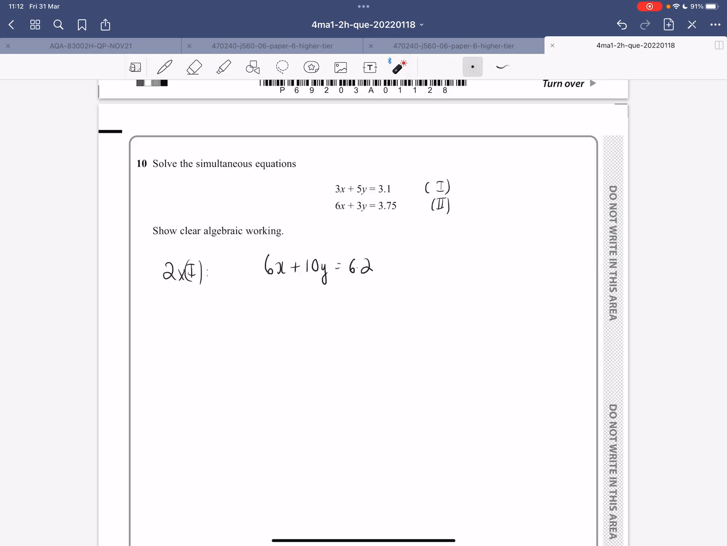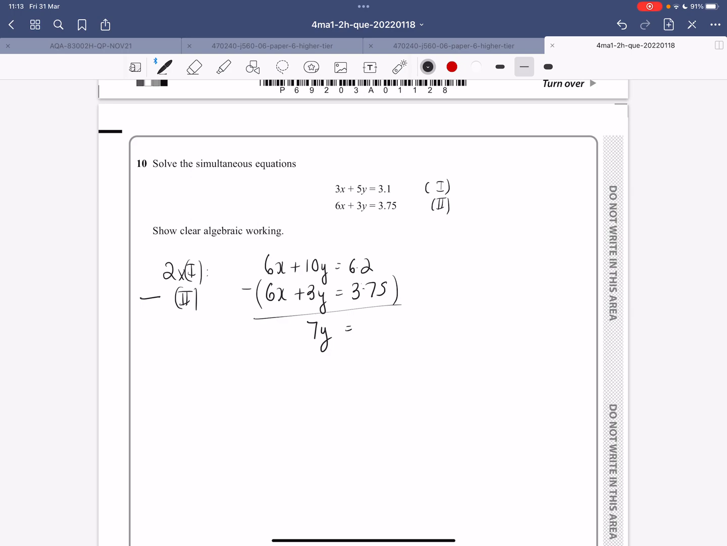The reason why I've chosen this is because I want the x's to be the same. There's other ways to do it, but that's the way that I saw. And equation 2 stays as it is. We're going to subtract it. Okay, and that cancels out the x's. So we've got 7y there, and that's 0.25 brings us up to 4.